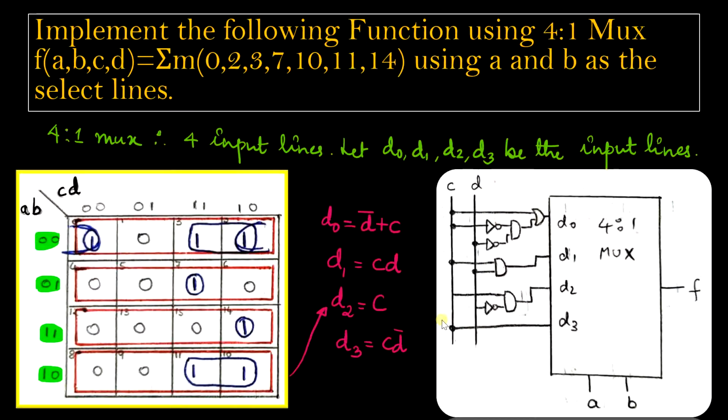Using that, I require a NOT gate, AND gate and an OR gate at the input side, because there are 2 variables C and D, and then A and B become the select lines, and we can obtain the mux in this particular way.